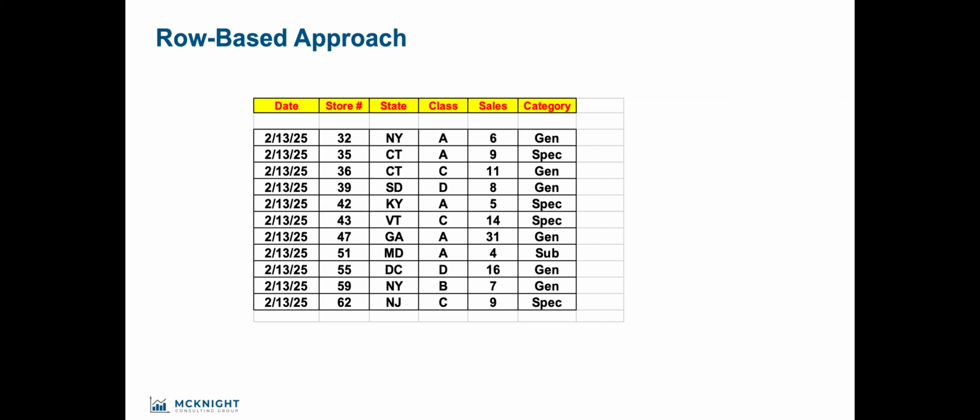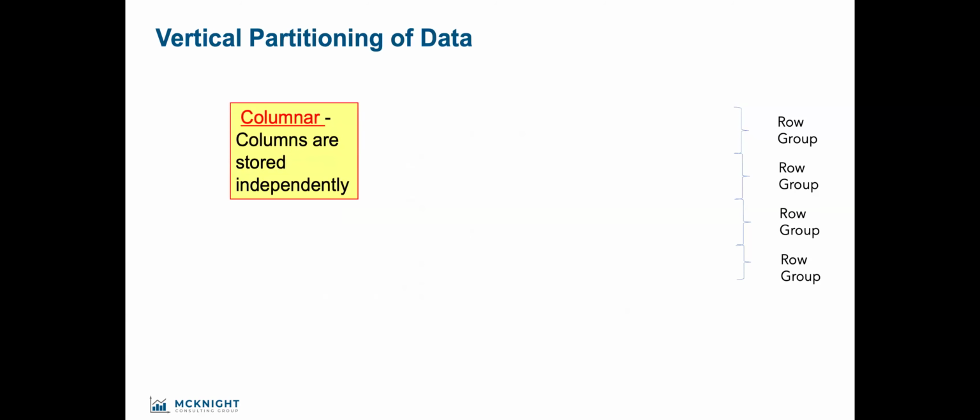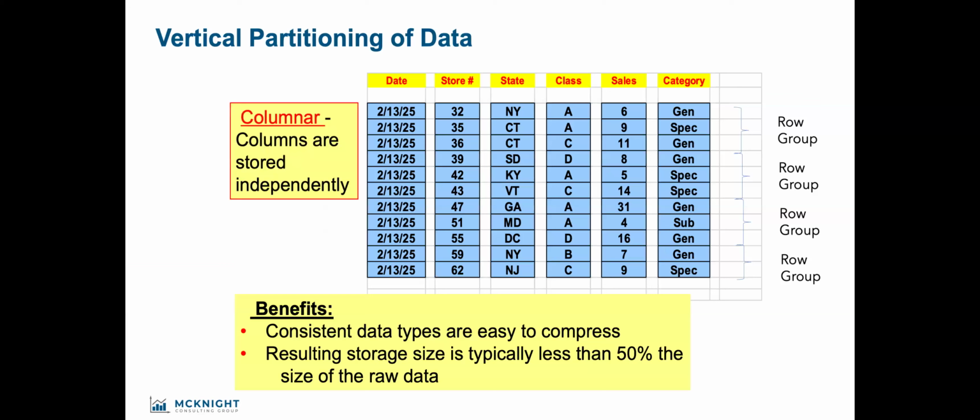This is my row-based approach. We're familiar with that. All the rows stored contiguously. And vertical partitioning is column orientation, right? So each of the columns is in its own storage. And there are benefits to this. The consistent data types make it easy to compress. I'll get into a little bit of that. Resulting storage is typically far less. So you're getting way more out of your IOs when you do it this way.